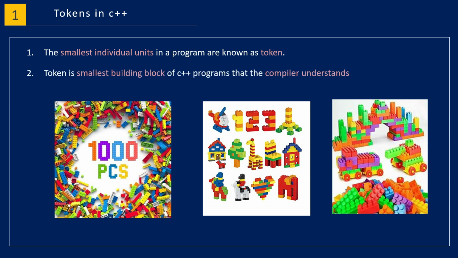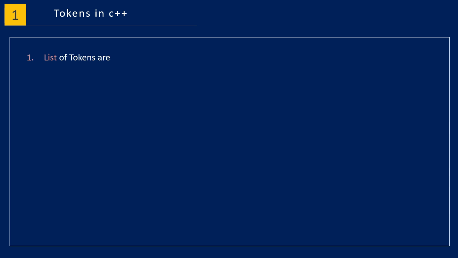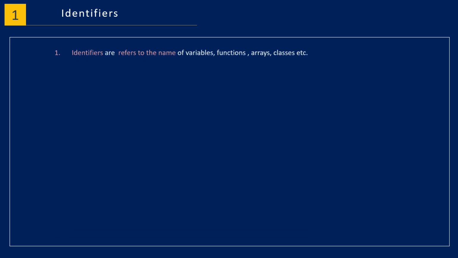Similarly, a token is the smallest building block of a C++ program that the compiler understands. The list of tokens are identifiers, keywords, strings, punctuators, constants, and operators. We'll try to understand each and every token with the help of examples. So let's start. First, we'll try to understand the identifiers.